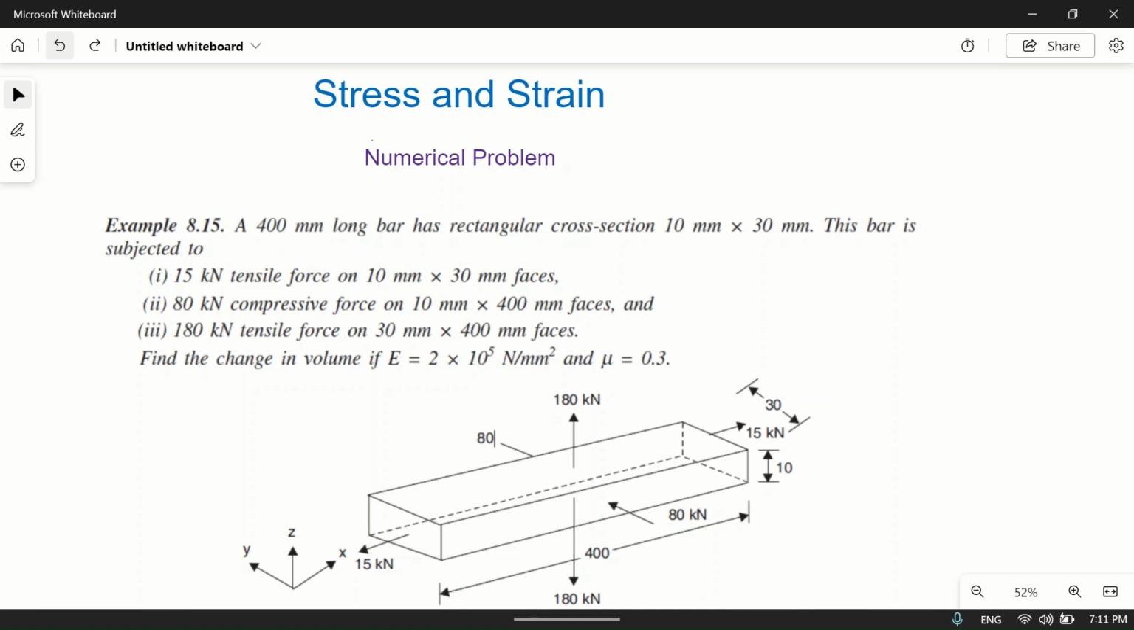So in today's video we will solve a problem based on stress and strain. This is a block which is subjected to three-dimensional stress. So let's read the problem.